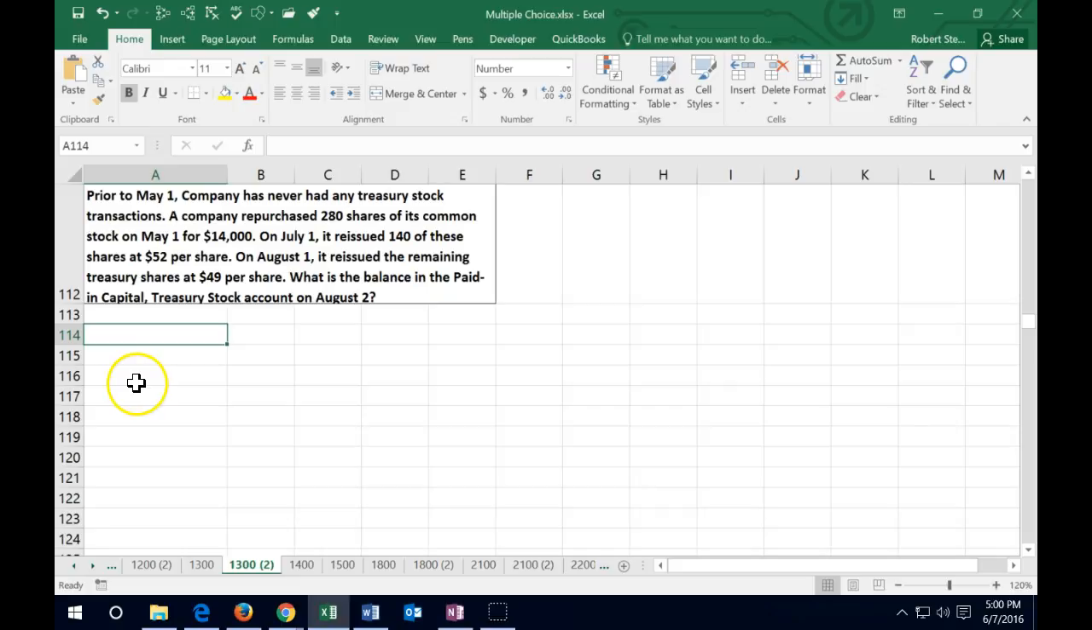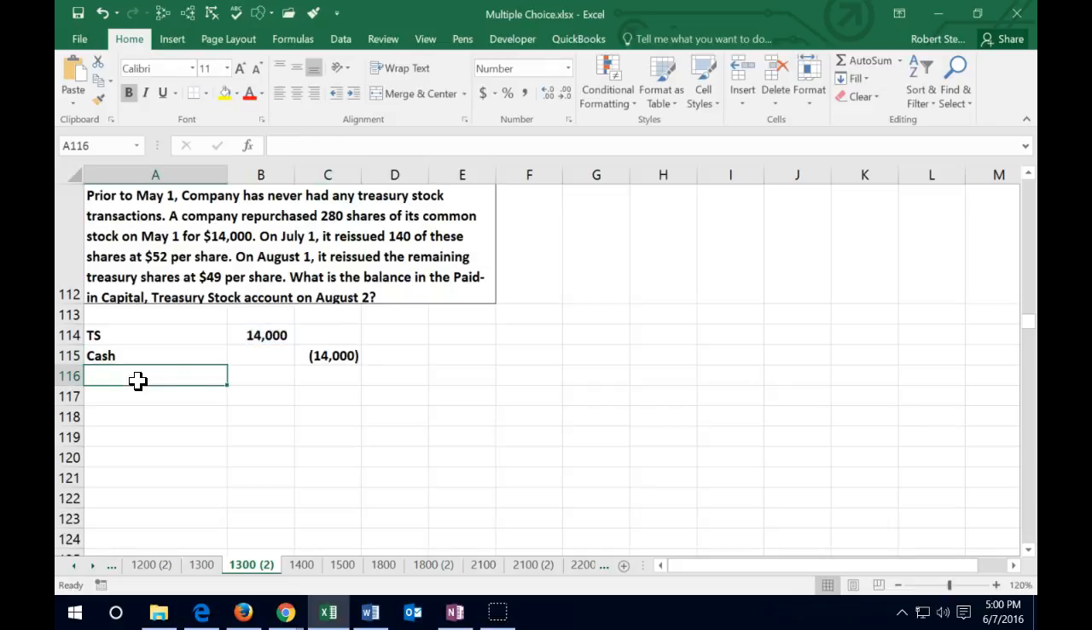Okay, so when we first bought it back, it's going to be treasury stock that we purchased back. And even though it's in the equity section, it's kind of like another asset. We treat it almost as if we purchased another company, meaning we're going to put it on there as a debit, but not in the asset section, in the equity section, and we paid $14,000 for it, and we're going to credit cash just like if we purchased someone else's stock.